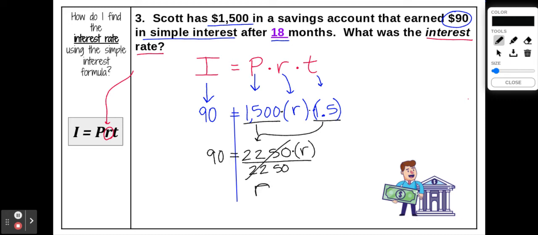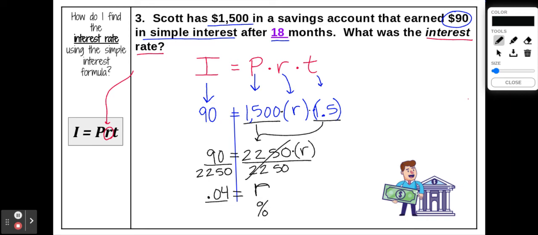Oop, there we go. There's R. And the same thing on the other side, we want to divide by 2,250. And when we take 90 divided by 2,250, the calculator will tell you 0.04 equals your rate. Now remember, the interest rate is a percentage. So now we have to take this number and change it into a percent.